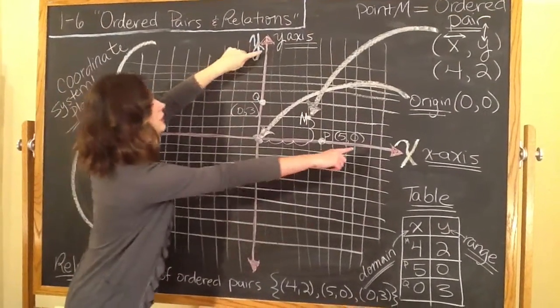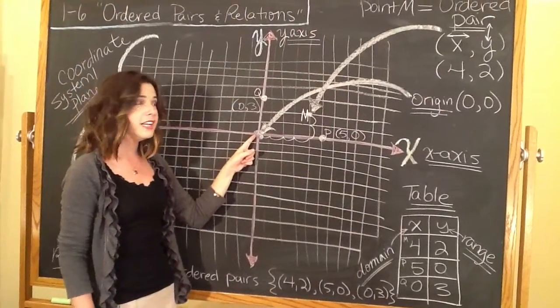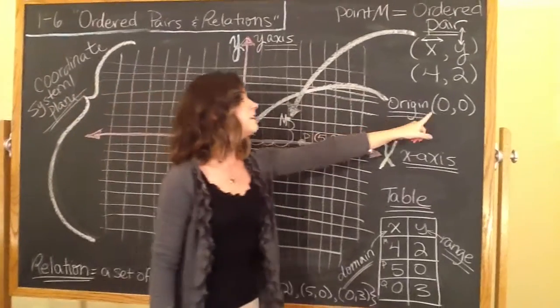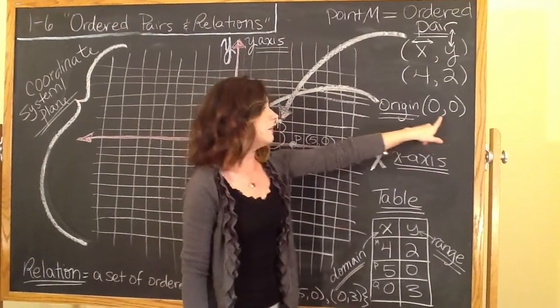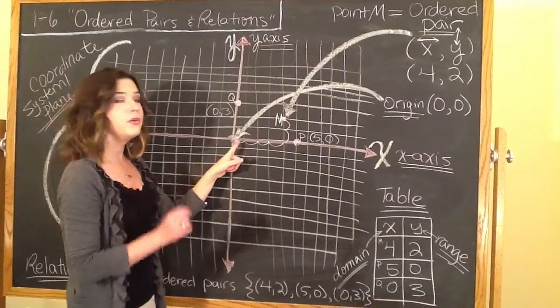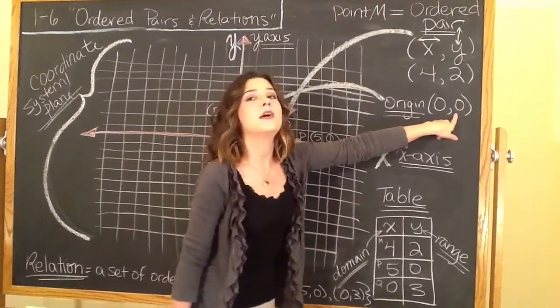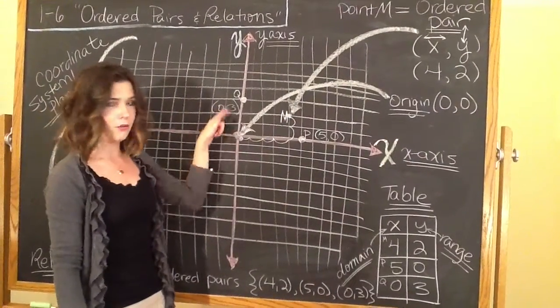Now where these two lines intersect is called the origin. The origin, the ordered pair, is 0, 0. The first 0 means that we moved 0 units left or right. The second 0 means that we moved 0 units up and down.